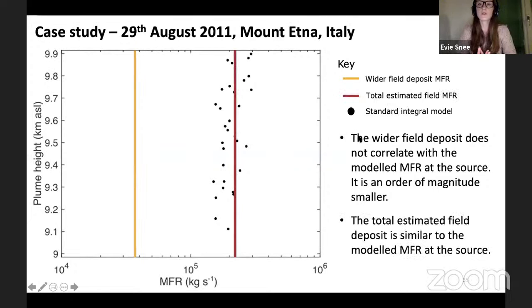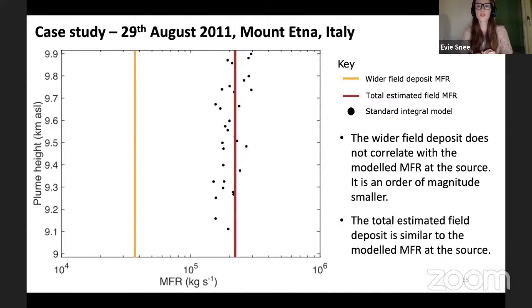If we then plot on this total estimated field mass flow rate, so this is the mass flow rate from the field deposit, as well as our estimate from the literature of the material composing the cone deposit, we can see that this value is more comparable to the mass flow rate determined from the standard integral model. So these are kind of agreeing with what's actually coming out of the event. However, it doesn't actually tell us at the moment anything about what this wider field deposit mass flow rate correlates to.